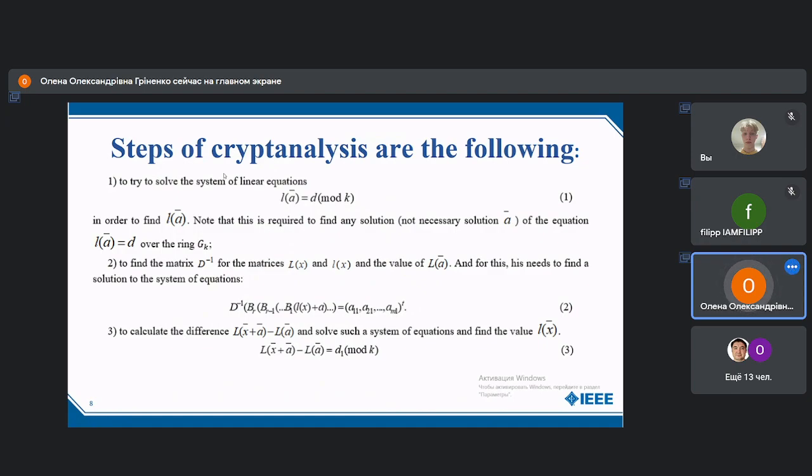If we speak about the steps of cryptanalysis, there are the following three, as shown on the slide. It should also be noted that the actions of the cryptanalyst will be successful provided that the isomorphism G, which is a mapping of G sub k to Z sub k, is known to the subscriber. However, this isomorphism is unknown to him, and he cannot find solutions of systems 1, 2, and 3.